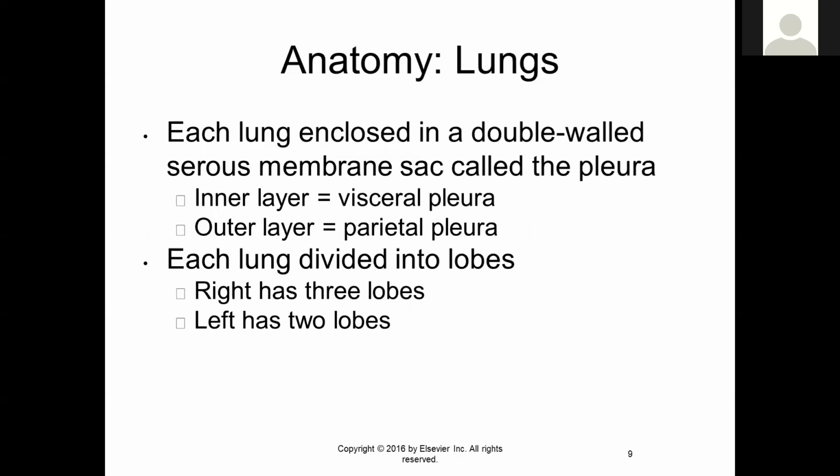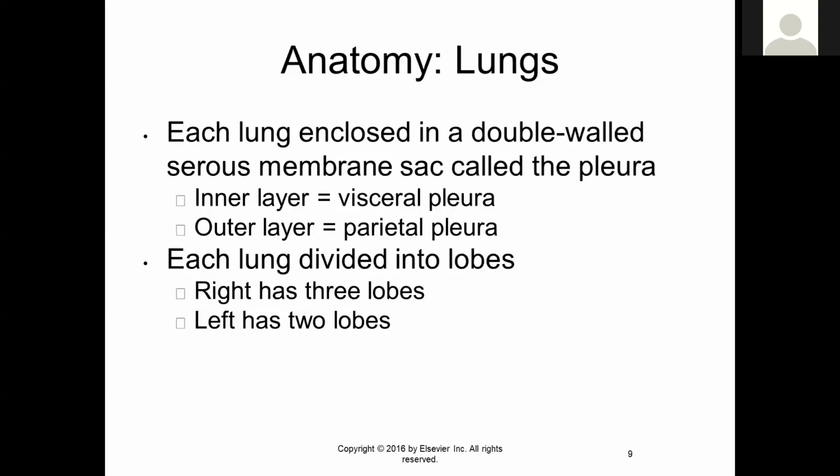Each lung is enclosed in a double-walled membrane called the pleura, 2 layers. You may remember this from anatomy and physiology. The visceral pleura is attached to the lung tissue itself. The outer layer, the parietal pleura, essentially lines the chest wall. These 2 membranes have a small amount of fluid in between them to act as lubricant because they slide on each other. So imagine that you have 2 pieces of plastic wrap. You put a little bit of oil on those and slide your hands. They're going to move on top of each other.